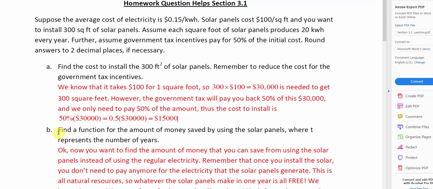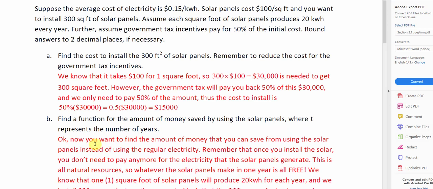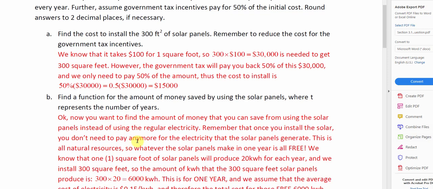Okay, now find a function for the amount of money saved by using the solar panels, where T represents the number of years. Okay, so now we know that you want to find the amount of money that you can save from using the solar panels instead of using just the regular electricity. Now remember that once you install the solar panels, you don't need to pay anymore for the electricity that the solar panels make every year. This is all natural resources. So whatever the solar panels make in 1 year is all the free money that you paid before.